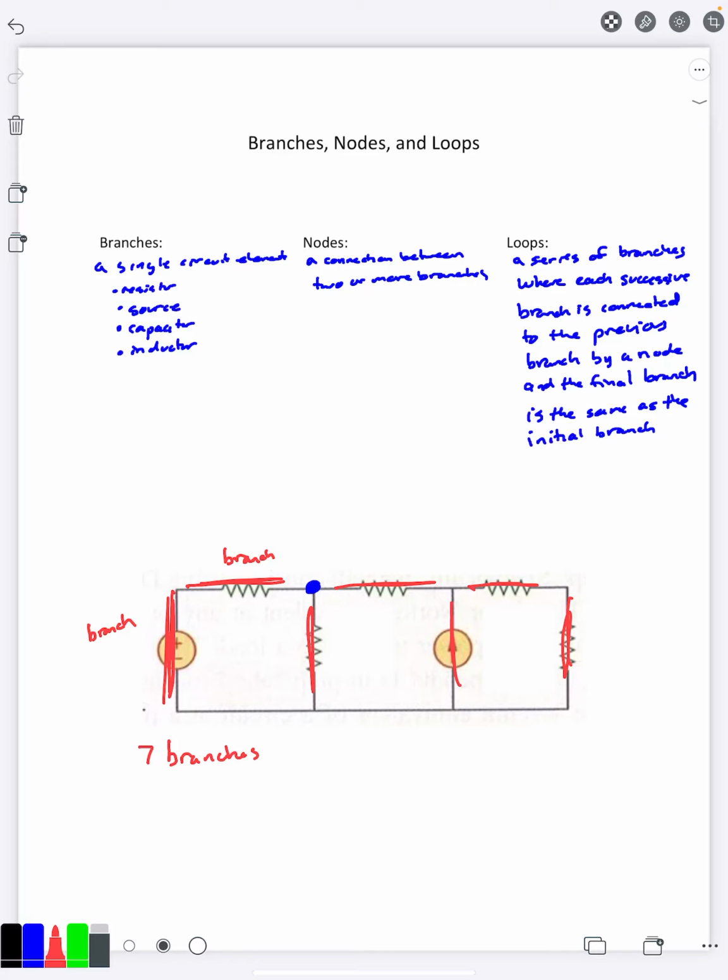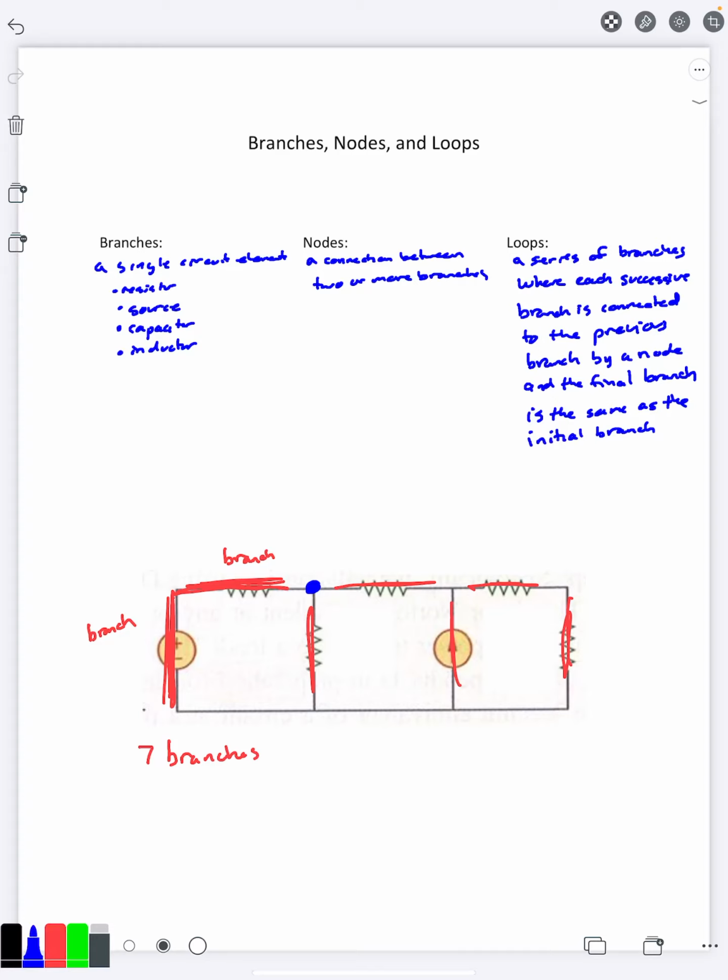Now I totally understand that you might say, well, wait a second, this source and this resistor over here, I could just call that one branch, right? They're all connected. That looks like one connection there. Let me hold off and answer that question in a minute or so. So we've got our branches here. Let's look at our nodes.